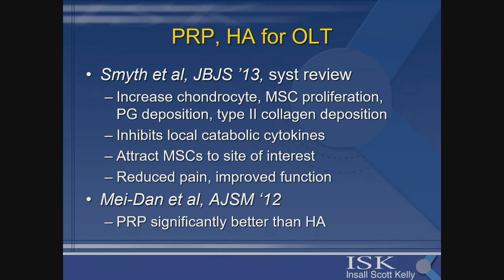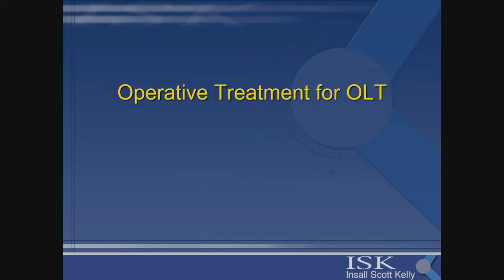Smith looked at the use of additional augments in non-operative treatment, such as platelets or hyaluronic acid. The platelets obviously have all these cells to try and stimulate a healing response and inhibit the local catabolic cytokines, and they showed that it can reduce pain and improve function. Maydan also looked at and compared PRP versus HA and conservative treatment, and found that PRP was significantly better.